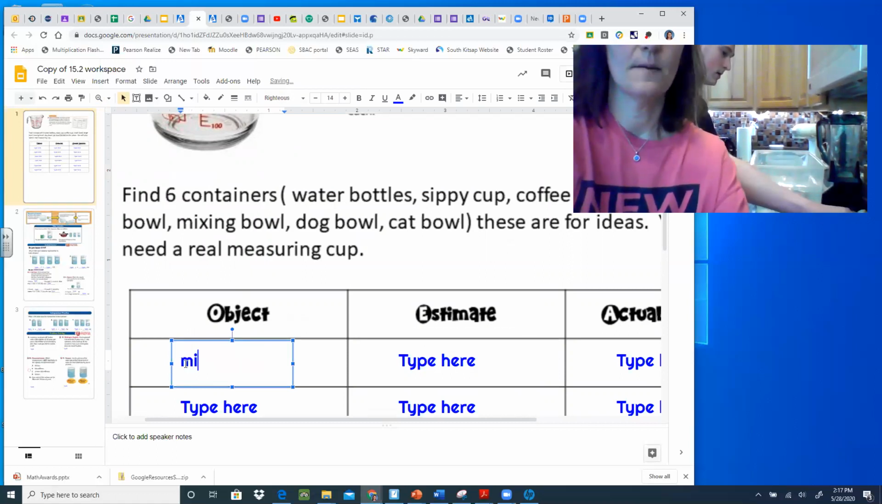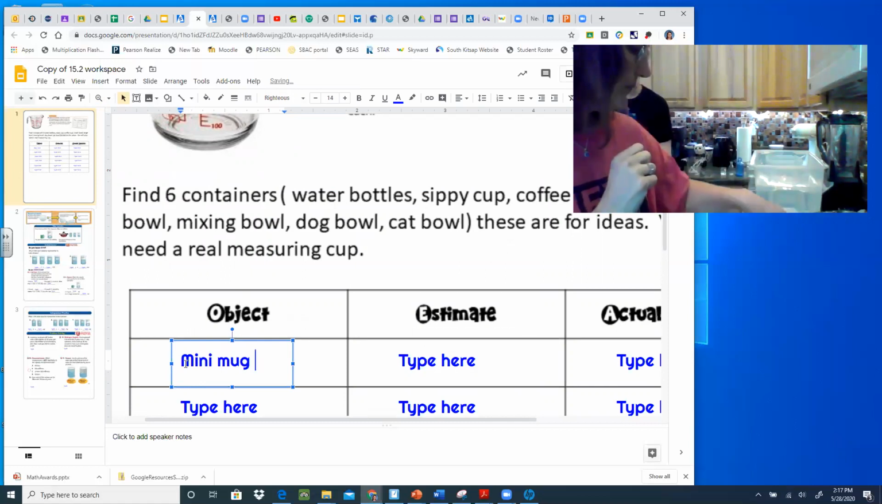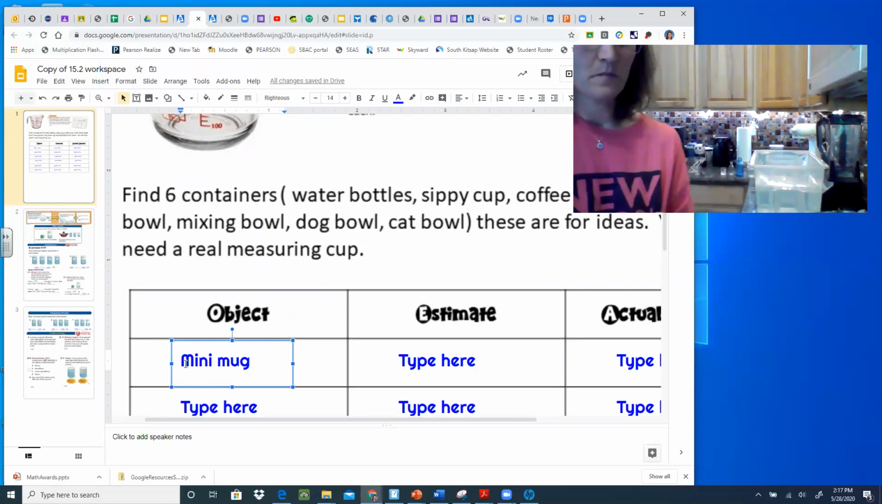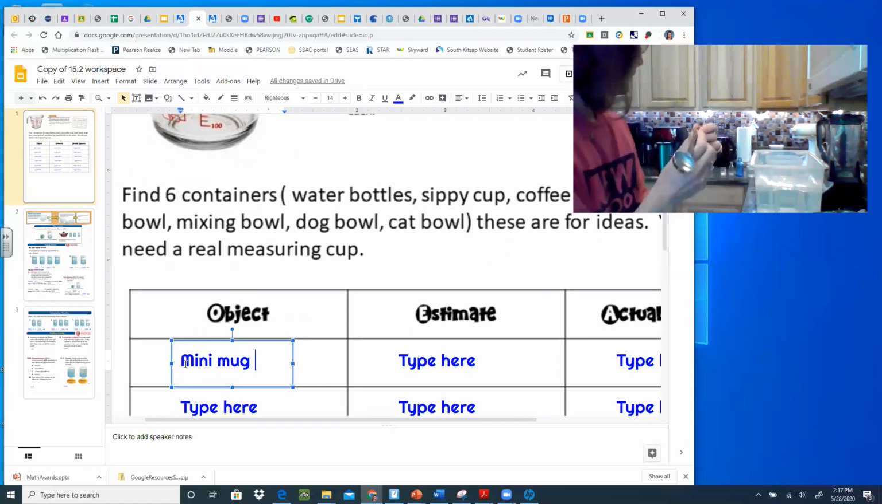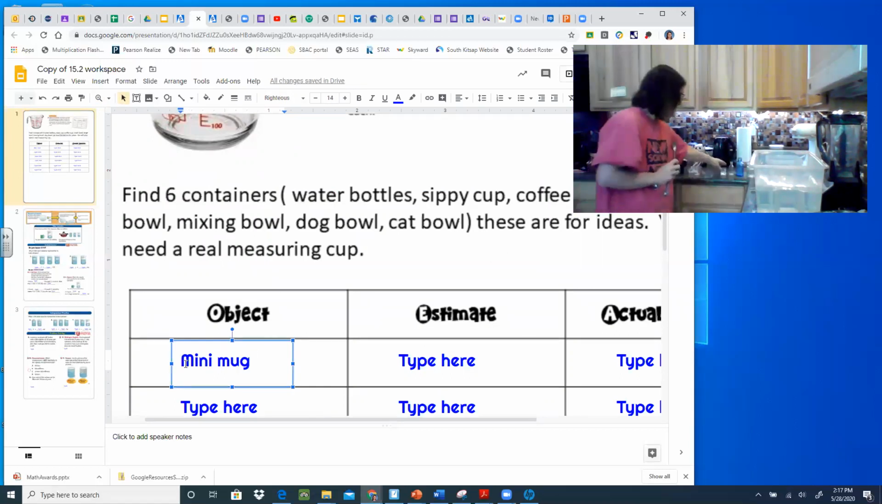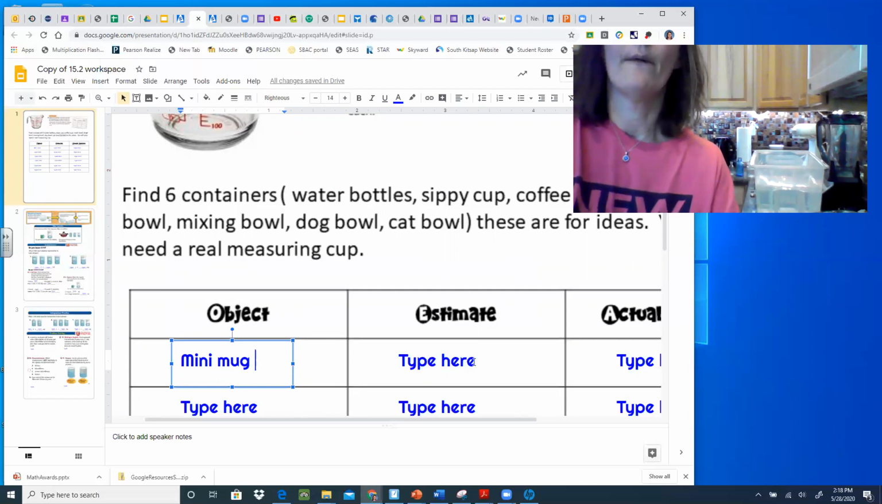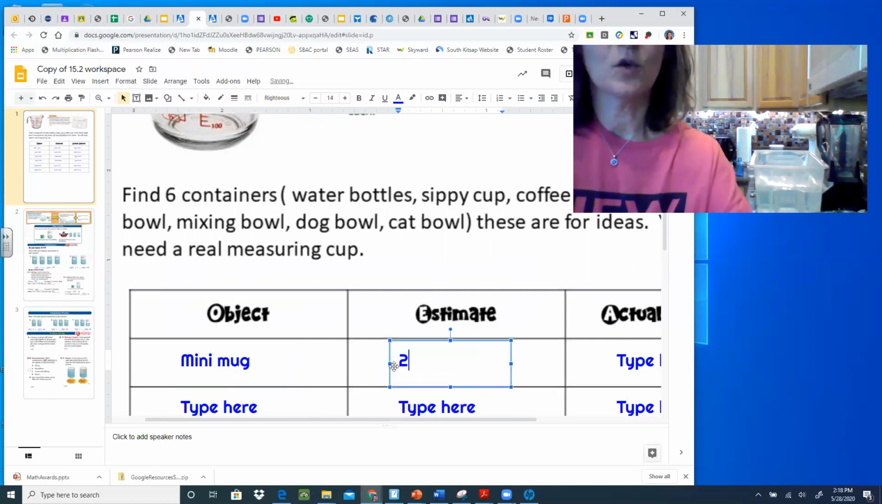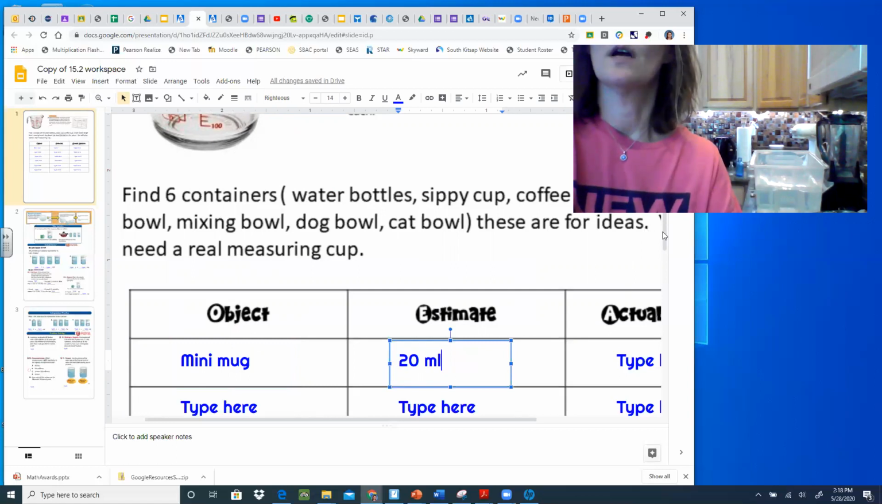So, mini mug. Okay, I need to make a guess. This thing's not very big. This tablespoon holds 15 milliliters. I'm going to guess that that little guy, I'm going to guess 20 milliliters. So I'm going to guess 20 milliliters. We're going to come back later and we're actually going to measure things and we'll see how good my guess was.